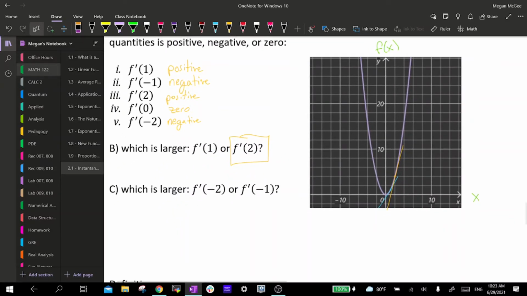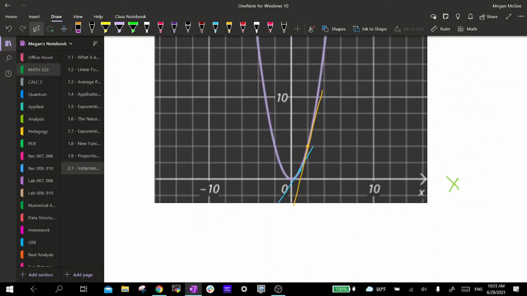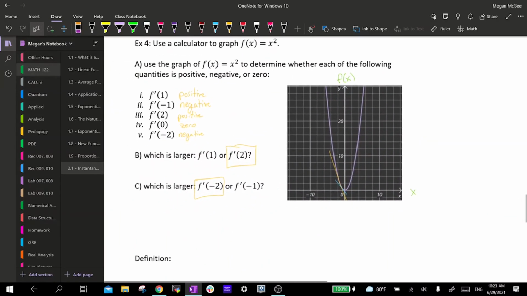Similarly, we can look at f prime of negative 2 and f prime of negative 1. So f prime of negative 1 is over here, where we had a negative slope, and then f prime of negative 2, where we have a negative slope, but it's still steeper than the f prime of negative 1, right? So we will have f prime of negative 2 is the steeper slope.